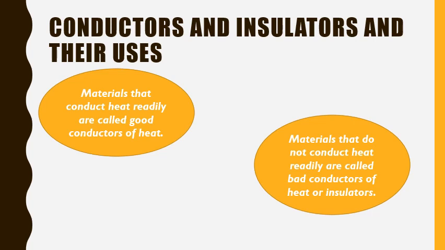Now let's see what are the uses of conductors and insulators. Brass, aluminium and steel vessels are used for cooking, and you must be having these vessels at your home. And why are they used? Because they are all made up of substances which are good conductors of heat. Heat quickly reaches the substance being cooked.